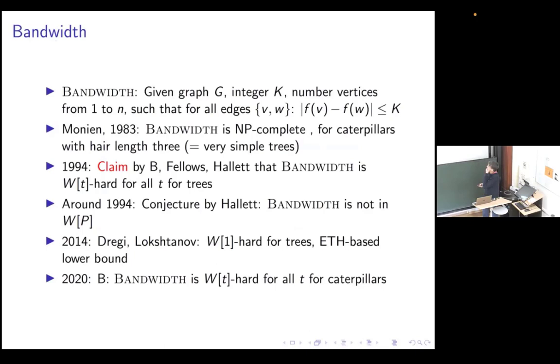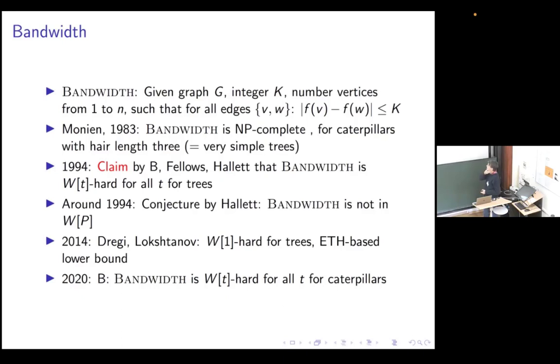So bandwidth. I have this graph, and I want to number the vertices from 1 to n, such that for every edge, the difference between the numbers is at most this number k, the bandwidth. And it's a classic problem. It's basically one of the reasons people studied this already many years ago, because it's basically the question: I have a symmetric matrix and I want to reorder the rows and columns such that all the non-zero elements are in a band around the main diagonal. And that's useful for Gaussian elimination, and that's why people, I think, studied this even before I was born already.